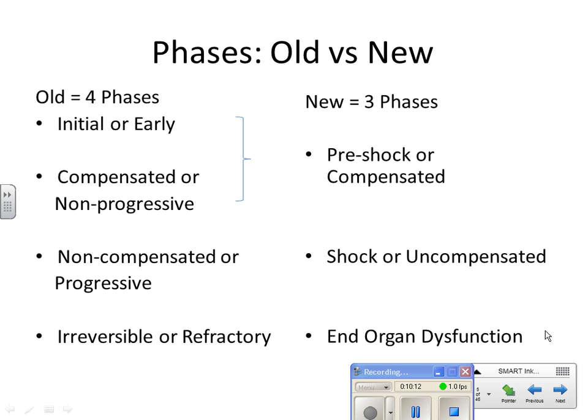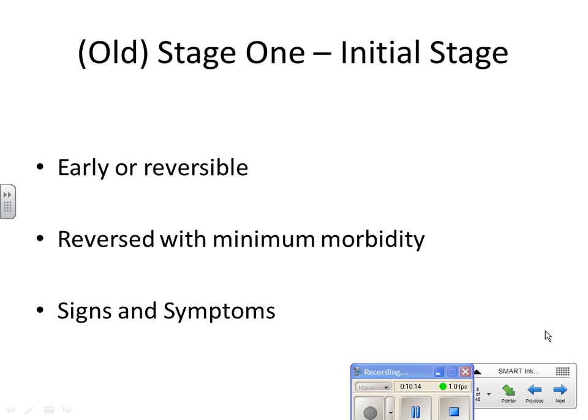So phase 1 is going to be the initial stage. You may hear it referred to as early or reversible, because it can be reversed with minimum morbidity or mortality. Patients that are just entering that initial stage of shock, if you can correct whatever the underlying problem is, are going to go back to their baseline and back to homeostasis. And so usually in that initial stage, the only thing you're probably going to see is a rise in the heart rate.